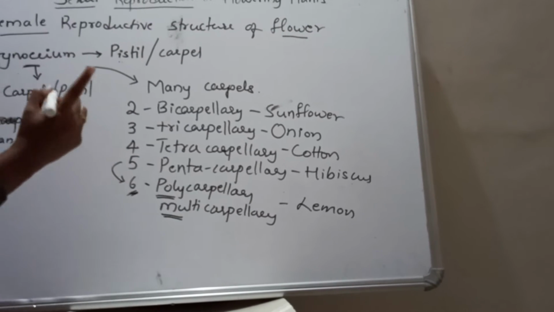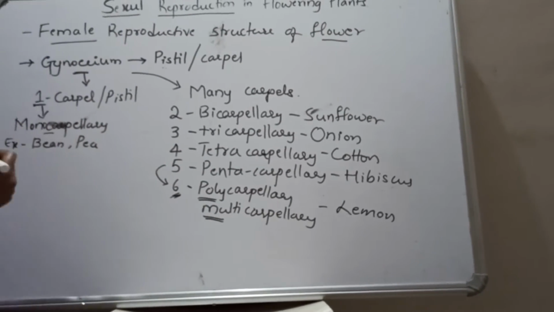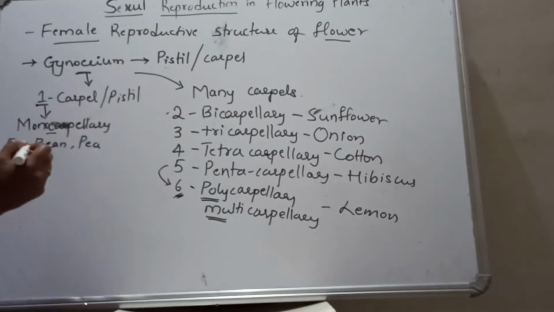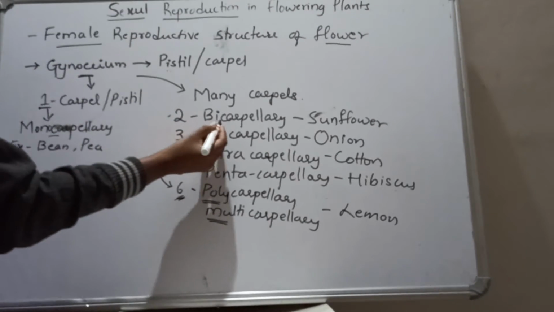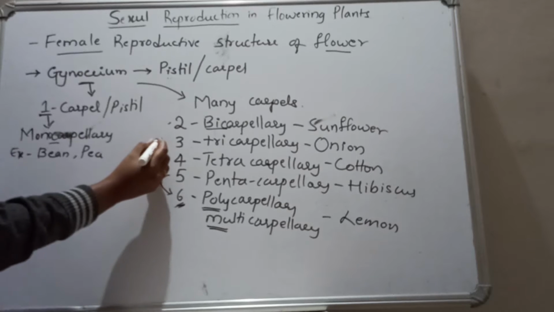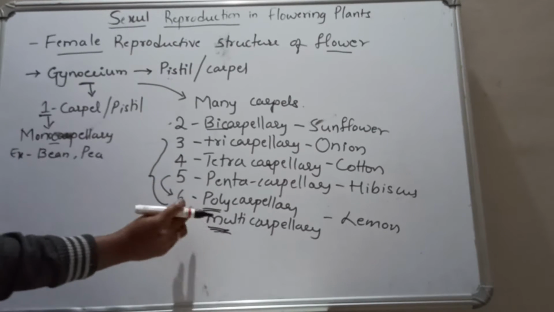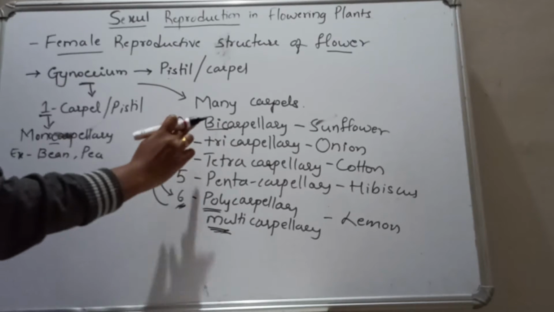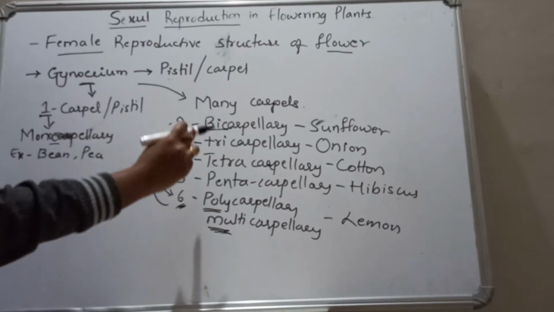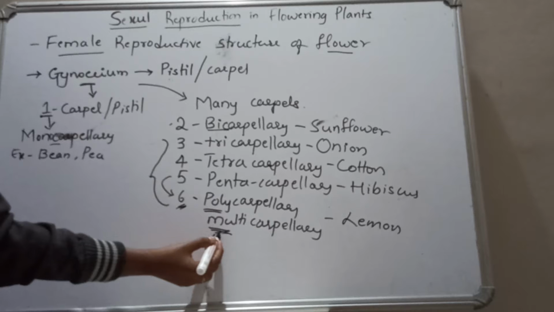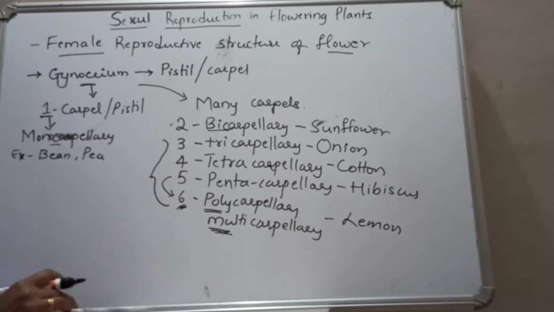If the carpel is 1, that is called monocarpellary, or if the carpel is 2, that is called bicarpellary. In some textbooks, more than 2 carpels are all considered as multi or polycarpellary.